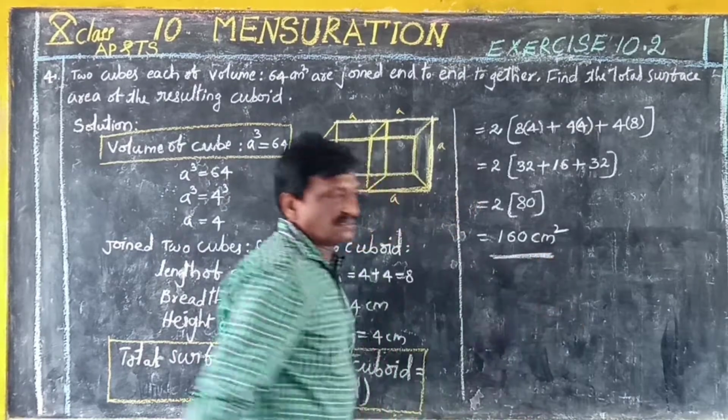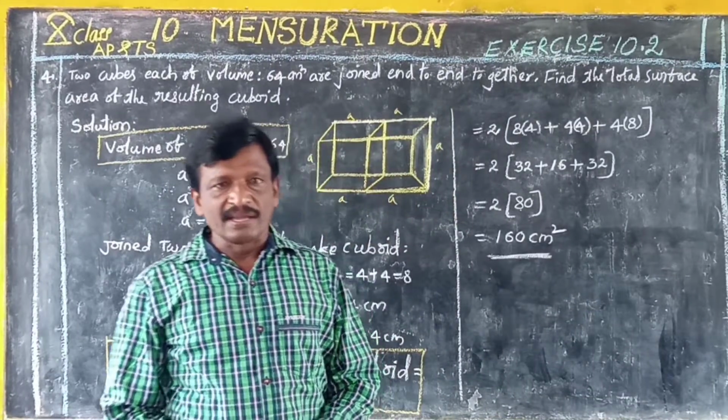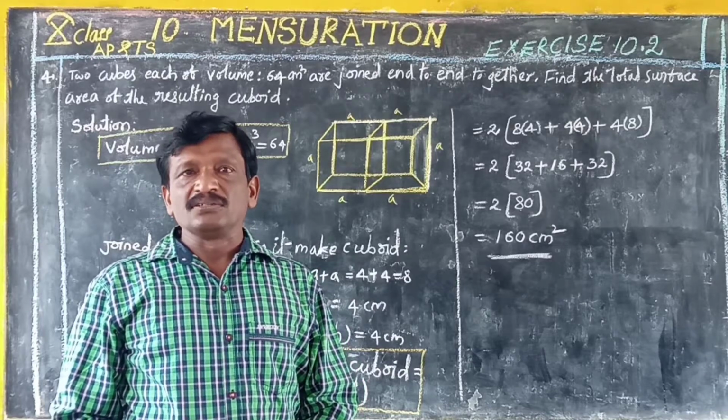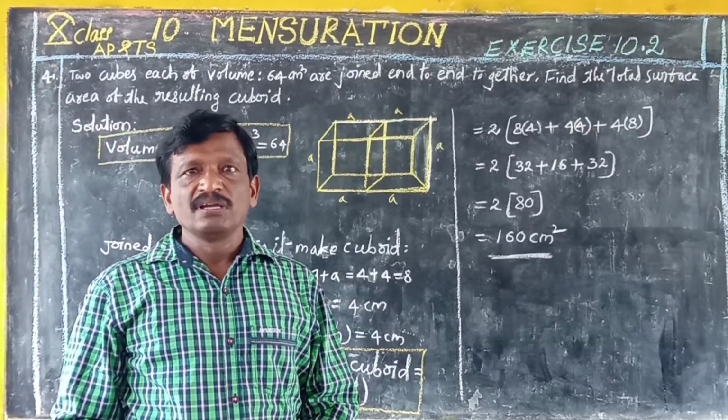Foursome completes. So part 3 completes. Next we will learn part 4, the remaining sums.